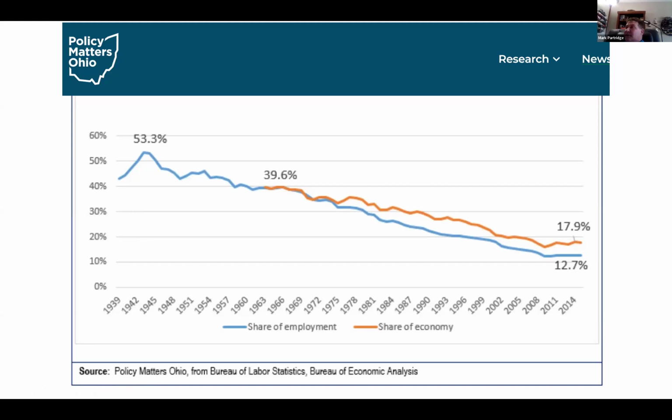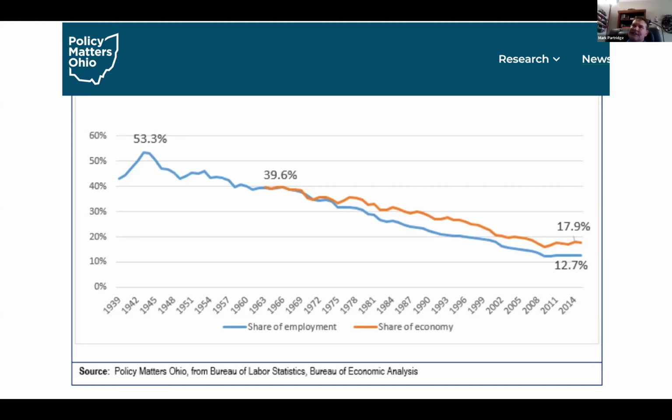So if you targeted manufacturing in 1950, it was a big industry in Ohio, and it was going to have broad-based spillovers because so many people worked in it. Now, if you're targeting manufacturing, it is not the engine it was in 1950. That doesn't mean I don't like manufacturing. I'm not picking on manufacturing. I'm just stating the fact. That's evidence.